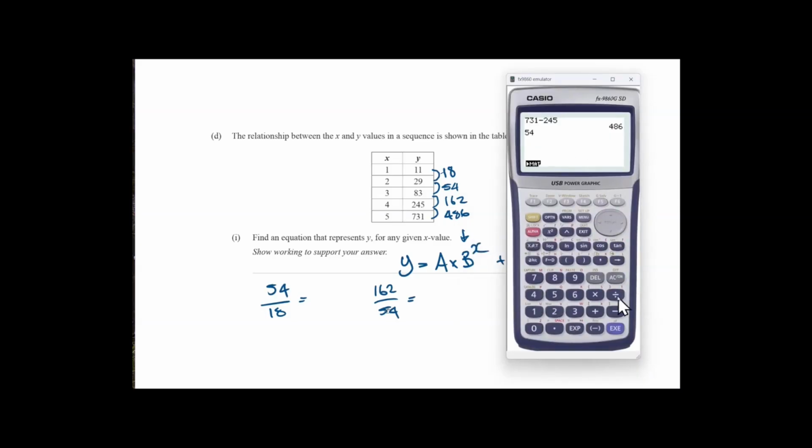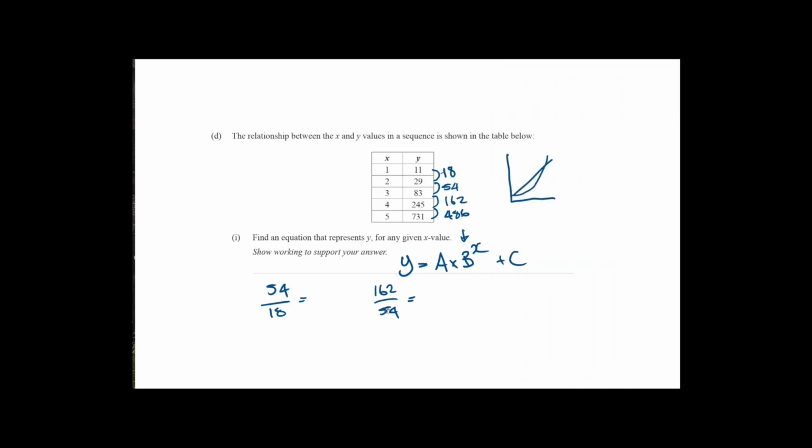So 54 divided by 18 is 3. So that's interesting. So 3, and then let's have a look. 162 divided by 54. That's 3 as well. Okay, so this is really, really promising. Let's do 486 divided by 162. That's 3. Okay, that's fantastic. That tells us b. So now we know b. Now we actually have enough to solve this. b is going to be equal to 3.